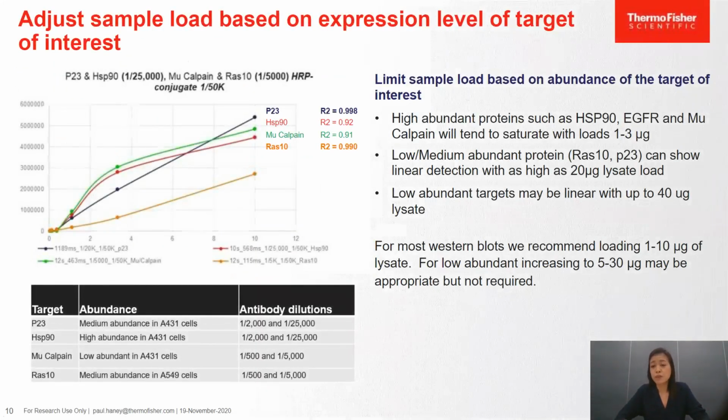So, limit your sample load amount based on abundance of your protein of interest. High abundance proteins tend to saturate with loads as low as 1 to 3 micrograms, while low abundance proteins may be linear with up to 40 micrograms of lysate. For most Western blots, we recommend loading 1 to 10 micrograms of lysate, and for low abundance proteins, increasing to 5 to 30 micrograms may be appropriate but not required.